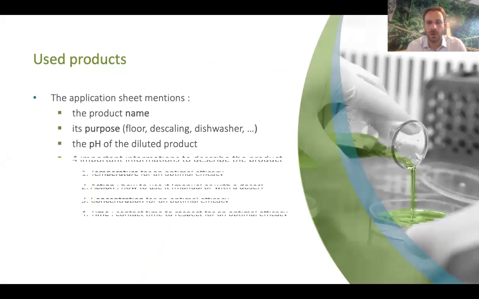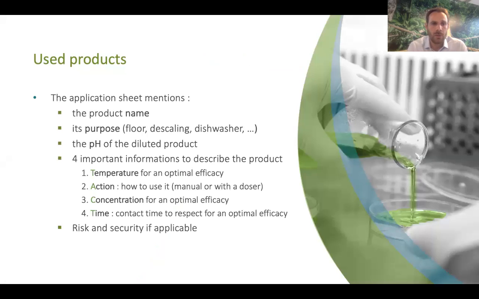So when you are going to choose one product, you will normally get an application sheet with it. In the application sheet, you will find all the information regarding the good application of that product. The first information, of course, is the name, and it's important for the operators to know the name of the product they are using. Why? Because, as we'll see in the last point, there is always a risk when using a chemical or a sanitizer. In case of contact with the product, they need to know the name of the product to tell it to the people in charge of helping them.